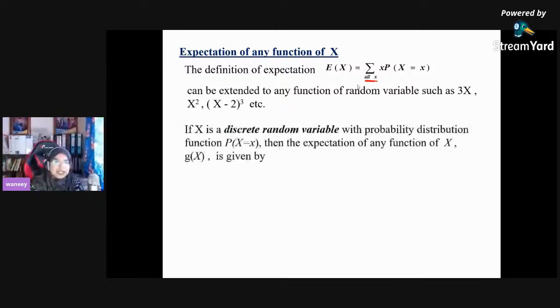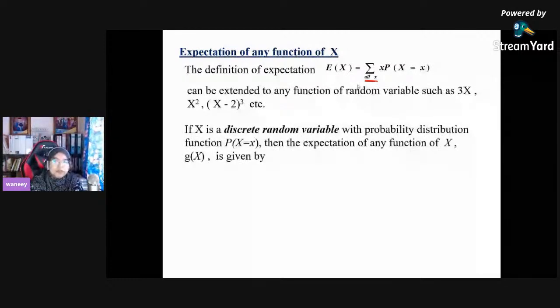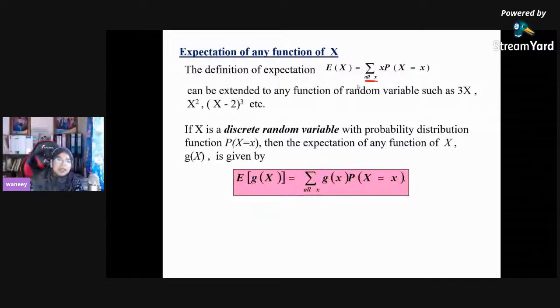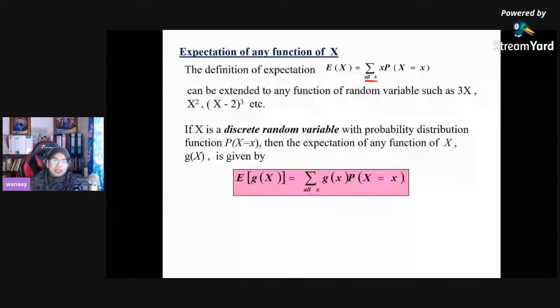So if X is a discrete random variable with a probability distribution function P(X = x), then the expectation of any function of X is given by: expectation of g(x) is simply equal to g times with the probability.